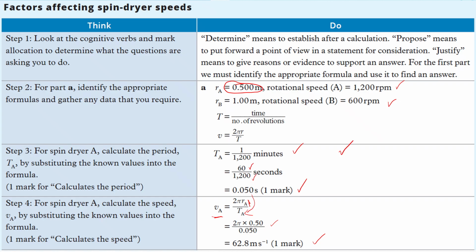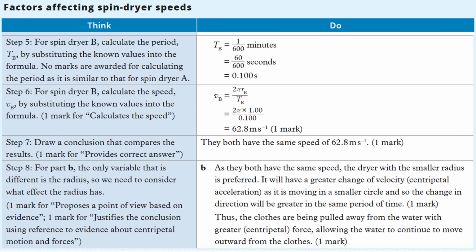We've got to work out the period and work out the velocity of that so we can then compare the two. So for the period, in 60 seconds it does 600 RPM. So 60 over 600 is 0.1 seconds. So it takes 0.1 second to do one complete revolution, one complete rotation around, sorry.